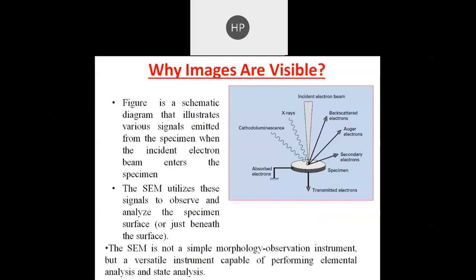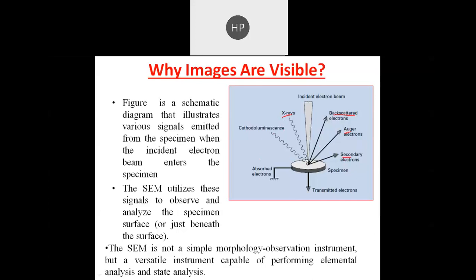In this diagram, a schematic that illustrates the various signals emitted from the specimen when the incident electron beam enters the specimen, this is the incident electron entering the specimen, and this is the output that we get. The SEM uses these signals to observe and analyze the specimen surface: the backscattered electrons, Auger electrons, secondary electrons, X-rays, and all of these are observed and analyzed by the SEM.